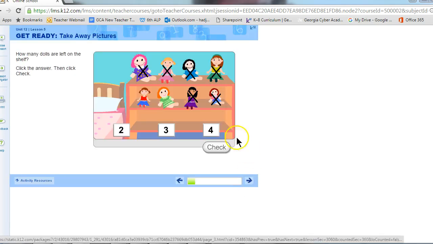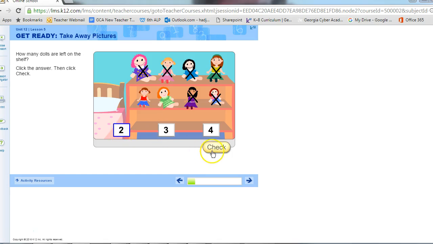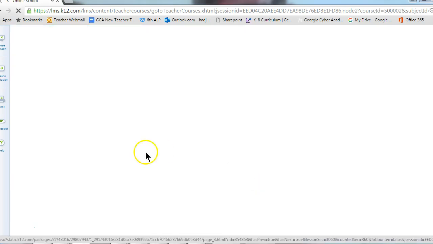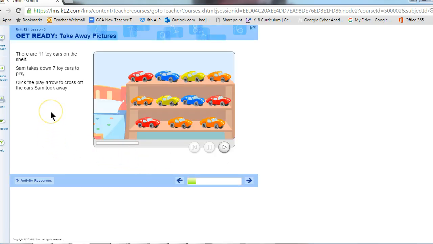That will actually be our next question. How many dolls are left on the shelf? If you said 2, you are correct. You click your arrow to move on. Let's do another one together.